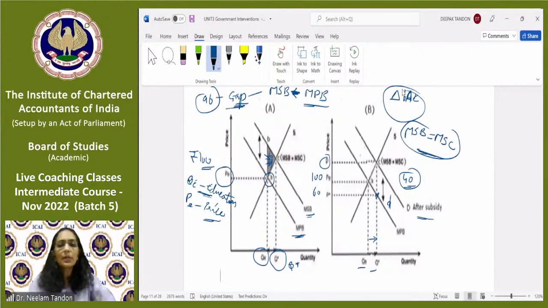Second chart. Okay, Mukta. I'll erase it and explain once again.